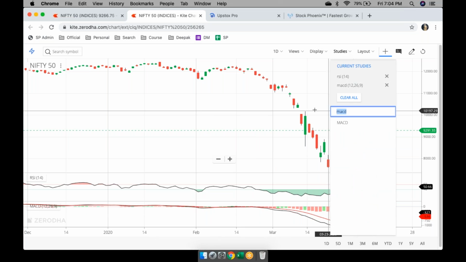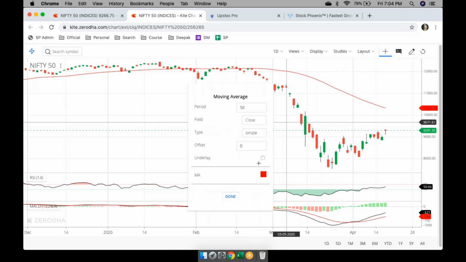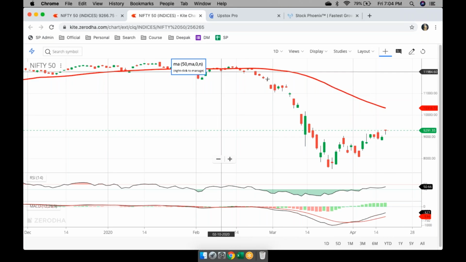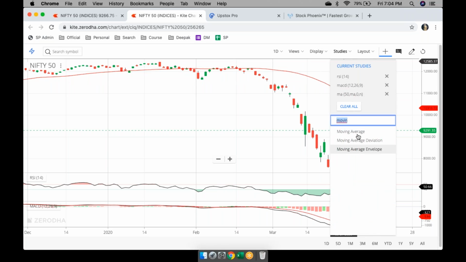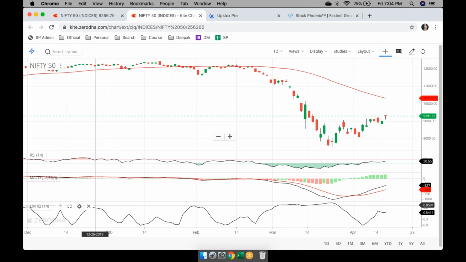Say, for example, if I add a moving average, it is called an overlay. That means it is laying over the chart, acting as a layer. If I add linear regression, that is an underlay. We don't use that, I just took it as an example.